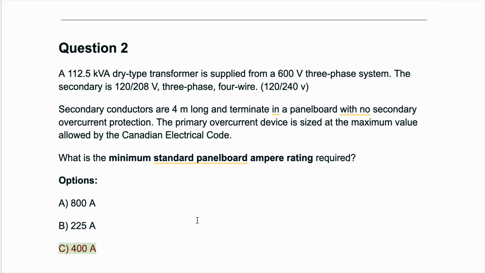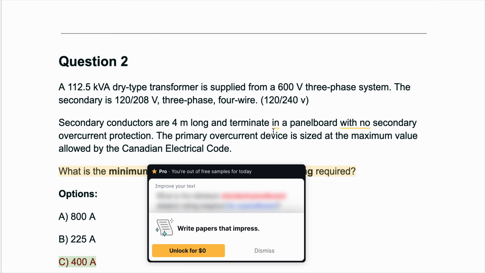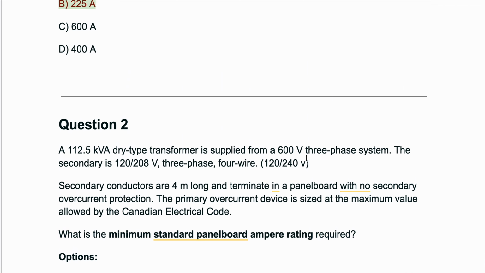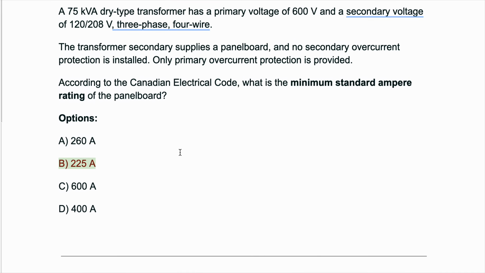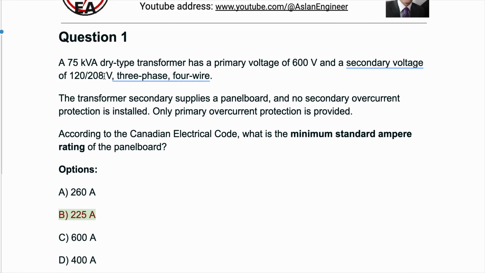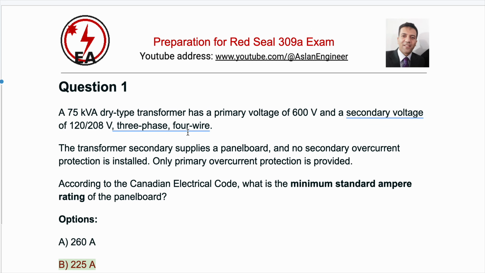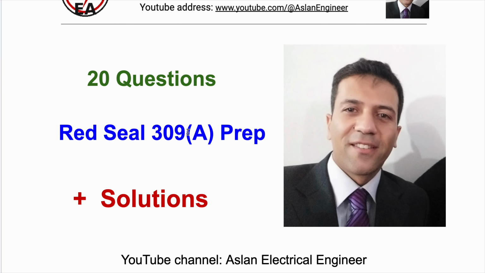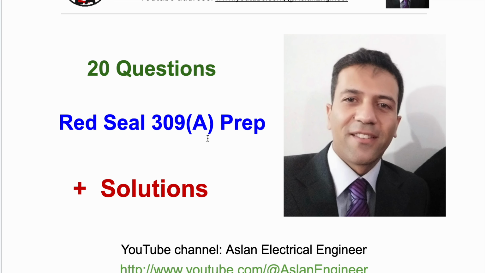And also this question about the panel sizing on the secondary side of the transformer. It's an easy question. These are easy questions. Just divide the power of the transformer by the voltage of the primary or the secondary and size it, and that's it.